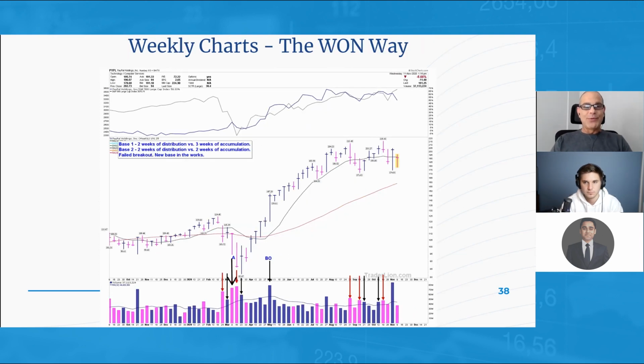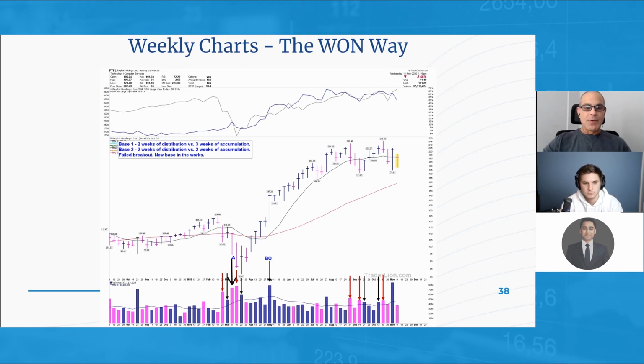All right, so what we're looking at here is a weekly chart of PayPal, and what we are looking at here is very simple. It's weeks of accumulation versus weeks of distribution. It's something that Bill went over with us many times while I was there as PM, and it was just a very simple, quantifiable way to give you a big picture thumbs up or thumbs down as far as a stock's particular base.